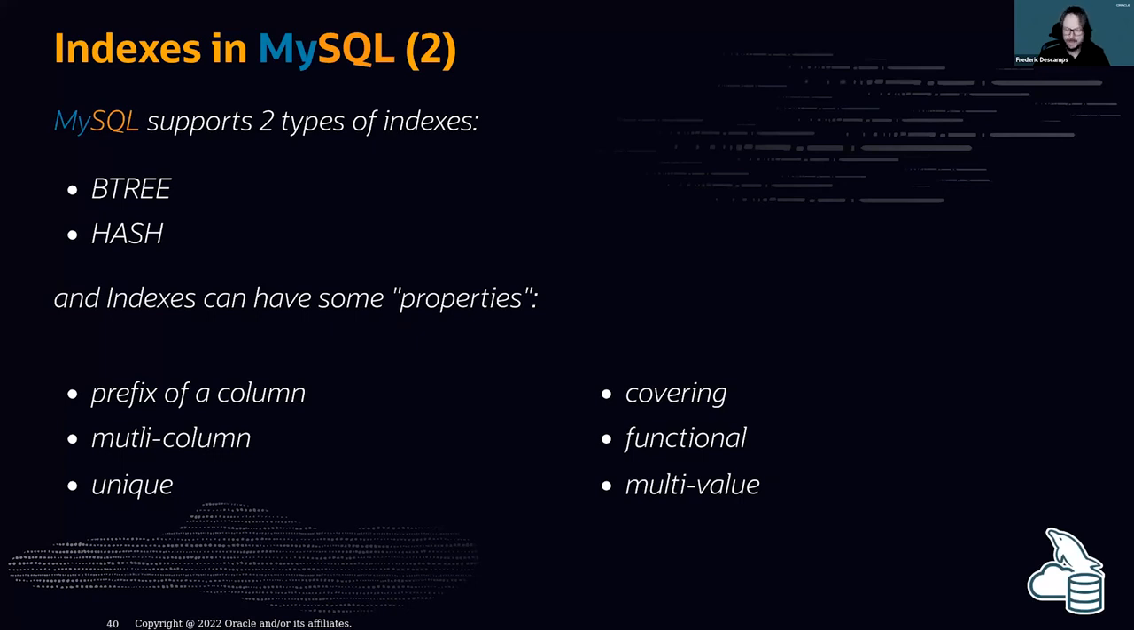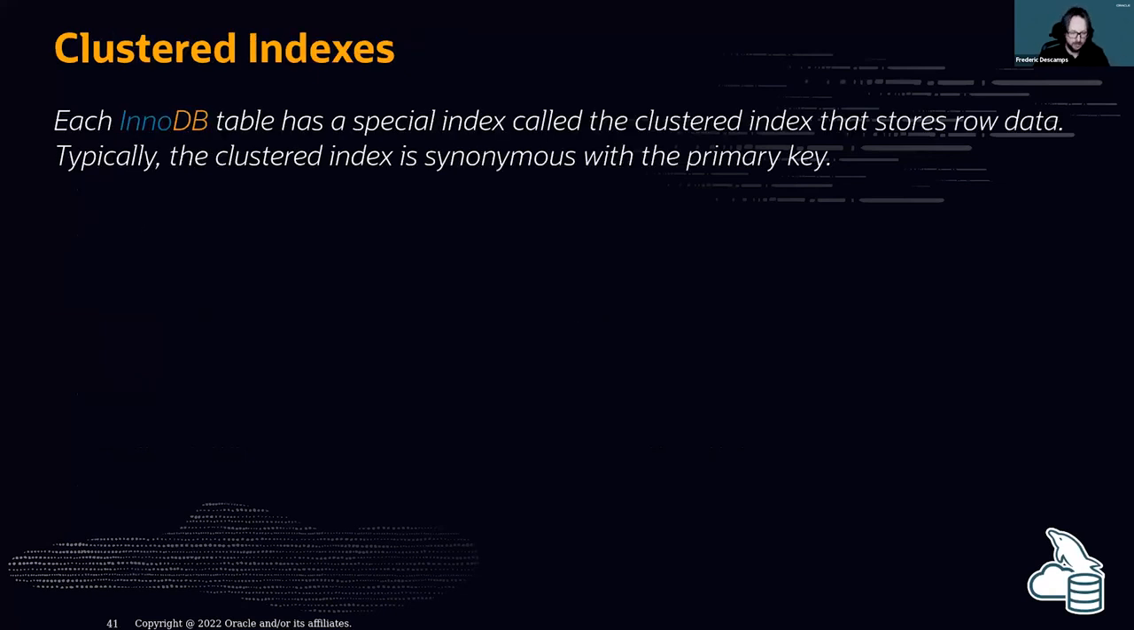So these are all the types and properties of indexes that can help you find and create the right index. So let's start with the most important in InnoDB, because if you don't know, InnoDB is the default storage engine of MySQL, and the one you need to use, which is ACID compliant. If some of you are still using MyISAM, you should not, and use InnoDB.